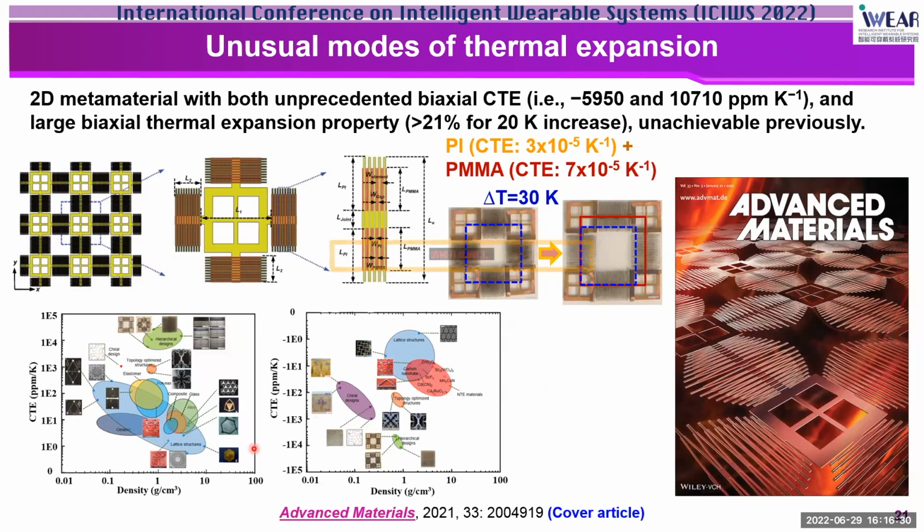So if you do a comparison of the current metamaterial design with the previous designs in this attribute plot, you can see our metamaterial designs are marked here for the positive CTE versus the density. The right graph shows the negative CTE versus the density, and our metamaterial designs are denoted here. So from this comparison, you can see that our metamaterial design can substantially enlarge the accessible range of coefficient of thermal expansion.